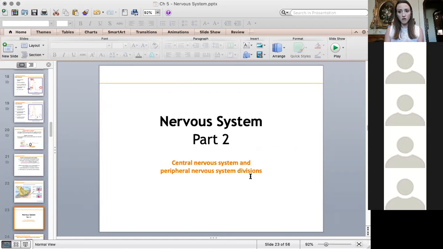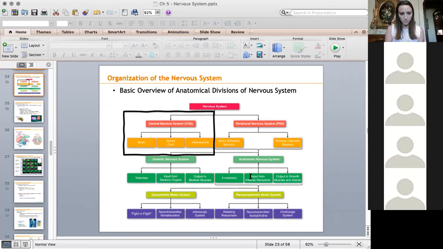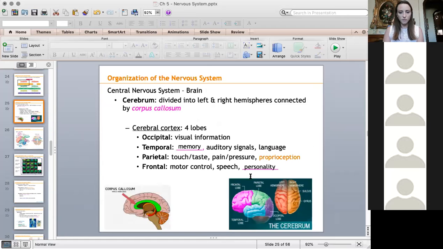So now we're moving on to part 2, which gets into more divisions of the nervous system. We're now just going to focus on the brain for a little bit, and then we'll move back and talk a little bit more about that action potential and how it's going to activate the muscle fibers. And we'll get into that at the end of this lecture.